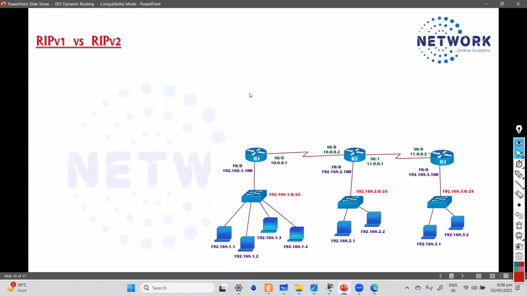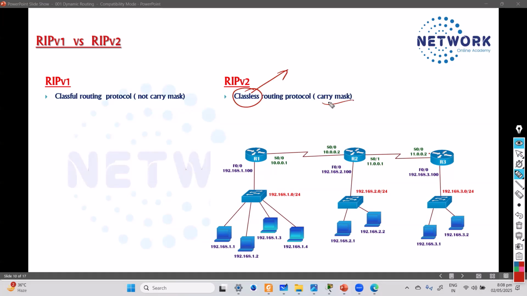Now, again, in today's scenarios, we'll be using RIP version 2. Means we don't even use RIP version 1, of course, but just to understand the difference, whenever we talk about RIP, anyone using RIP in today's scenario, you will see they will be running RIP version 2. The main difference is RIP version 2 is classless, which will carry the subnet mask information, supports your subnets, the VLSM designs, which is one of the differences.